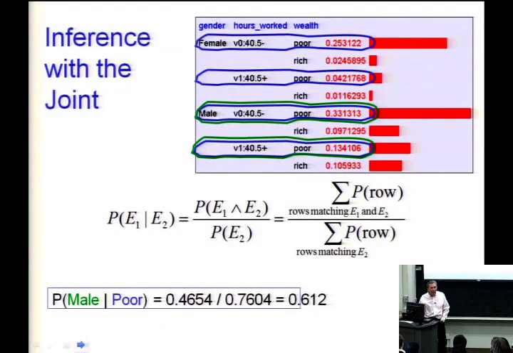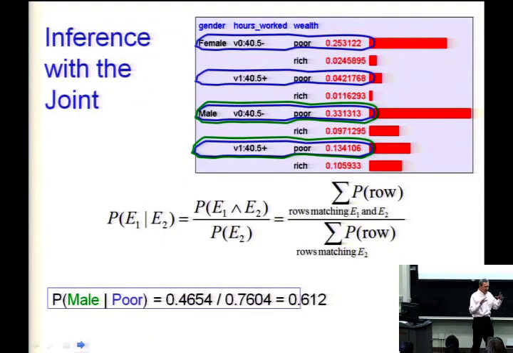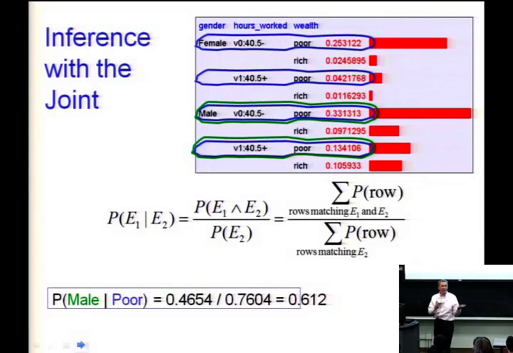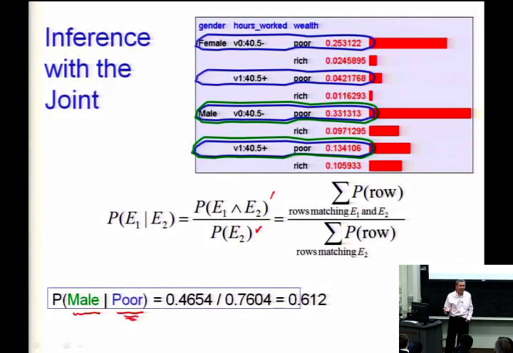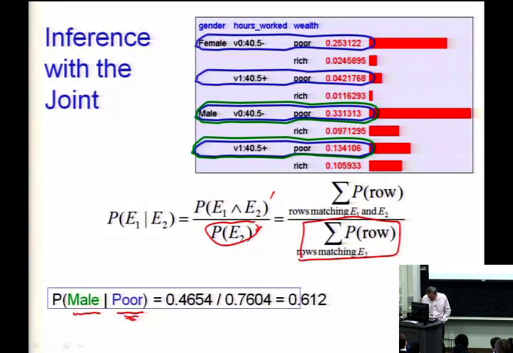In general, we can do not just probabilities of particular events, but we can answer conditional distribution questions too. What's the probability of being male given that somebody is poor? Well, that's just the probability of the conjunction over the probability of the thing we're conditioning on. That, remember, was our definition of conditional probability from a moment ago. And we already know how to get these 2 things. The probability of E2 is just summing up all the rows that match E2, and similarly, for the conjunction, we just sum up the rows that match both.